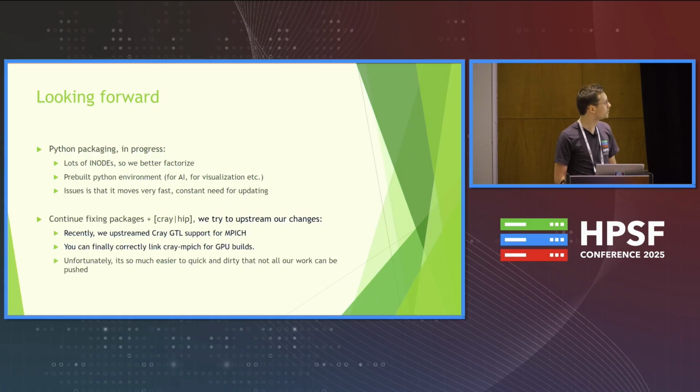So we will continue fixing packages and making some pull requests, notably for the Cray and heap variants of the packages, because currently it's not as good as it should be, we believe. Recently, for instance, we upstreamed the GTL fix for Cray MPICH.